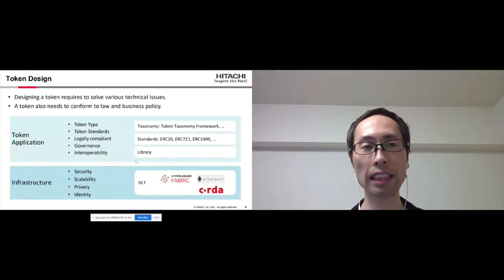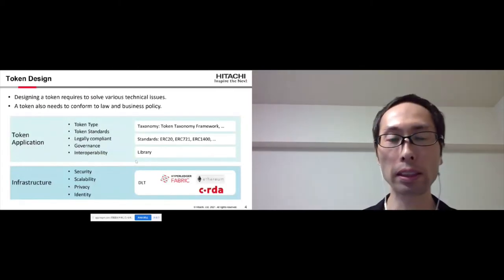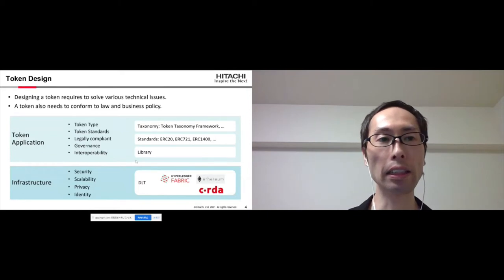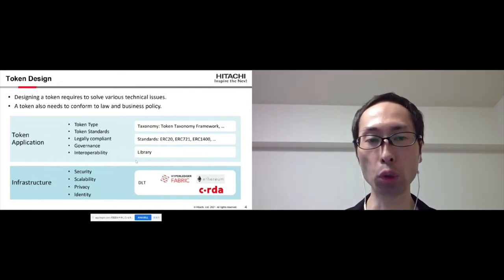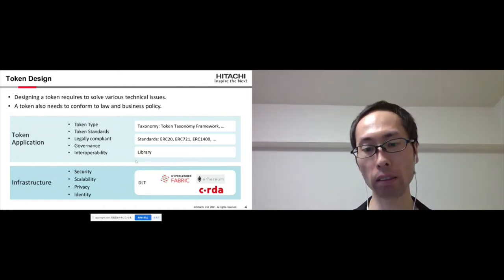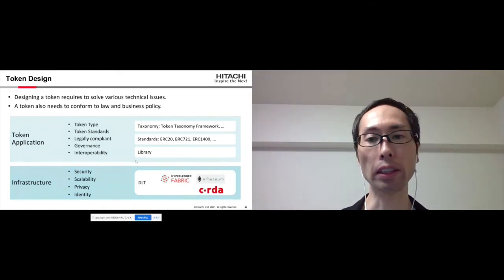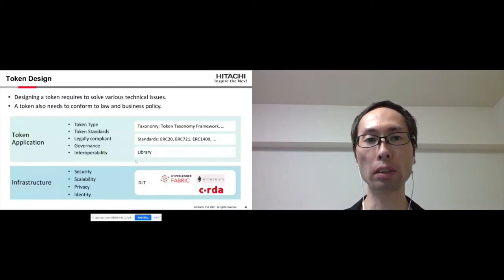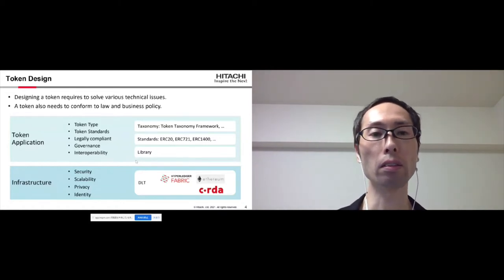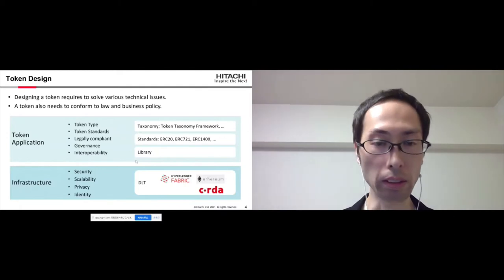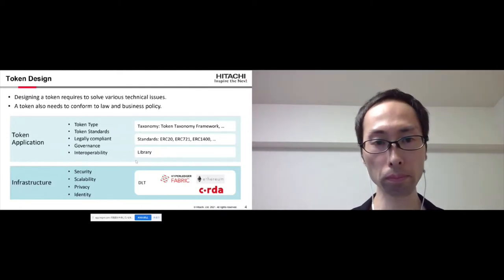So how do we design tokens? When we design tokens, we design token application and infrastructure. Token application means that we design the specification of tokens, like data model or behavior. For designing tokens, we can use some token type or token standards and customize it. We also need to consider legal compliance or governance or interoperability to satisfy our use case.